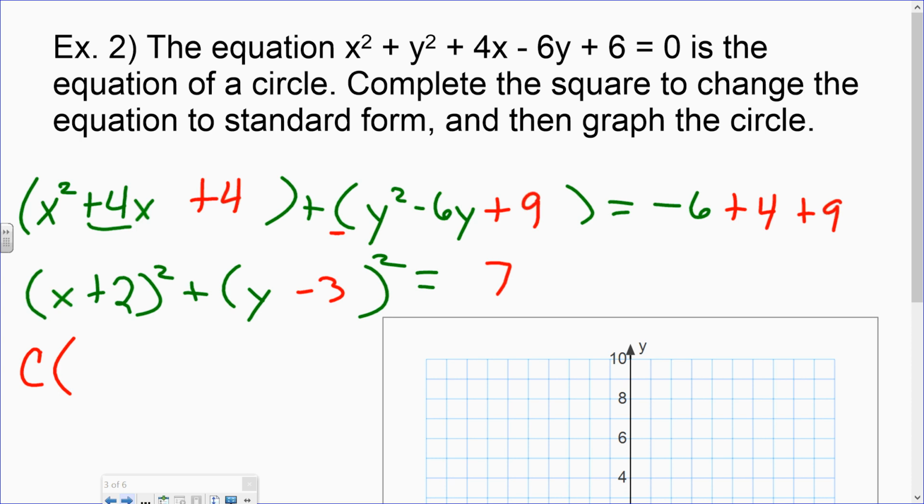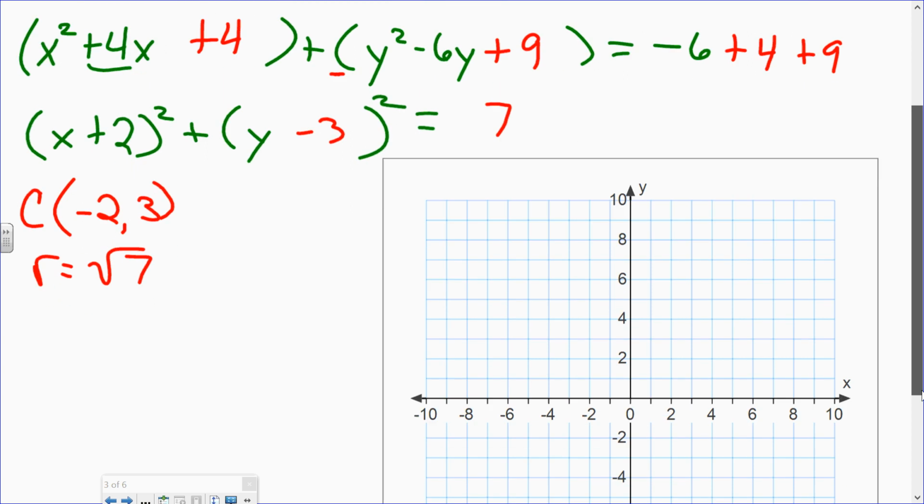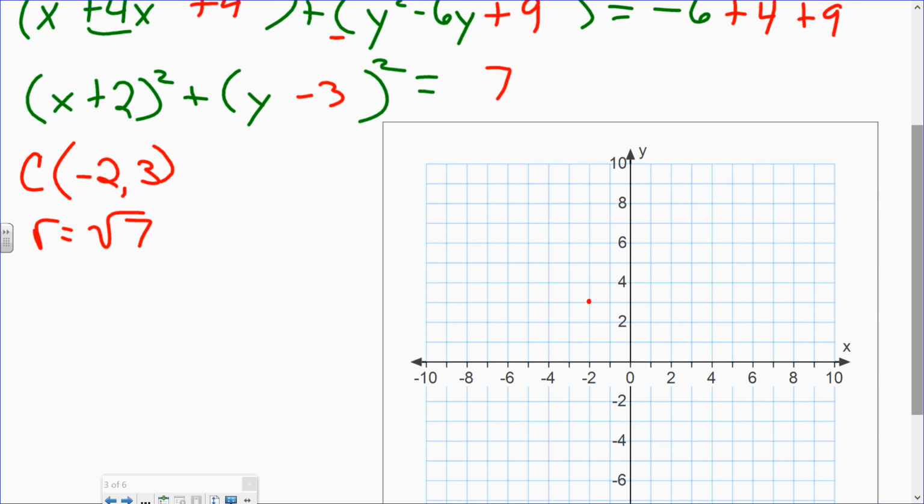Okay. So, center of this thing. Hope, what's the center? -2, 3. That's not too bad. But what about the radius? Morgan? Yeah, √7. So if I'm wanting to draw this, -2, 3, that's okay, not a problem there. But I've got to draw a radius now.